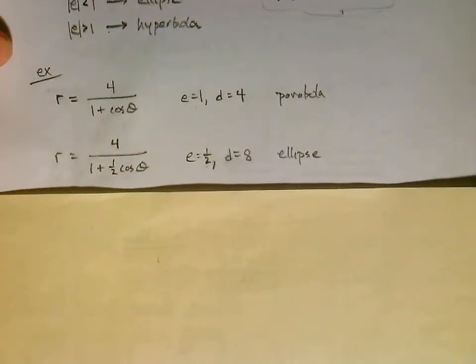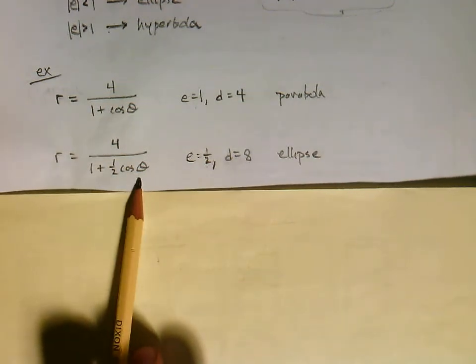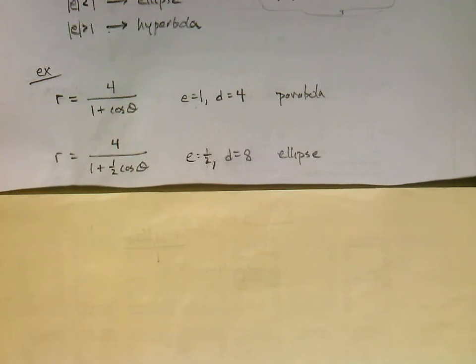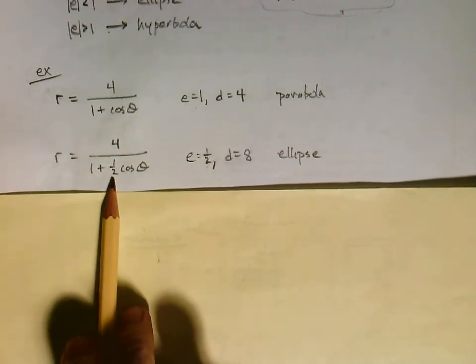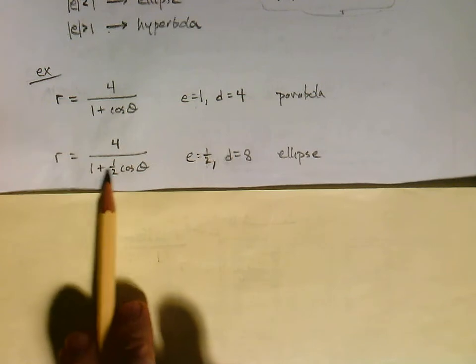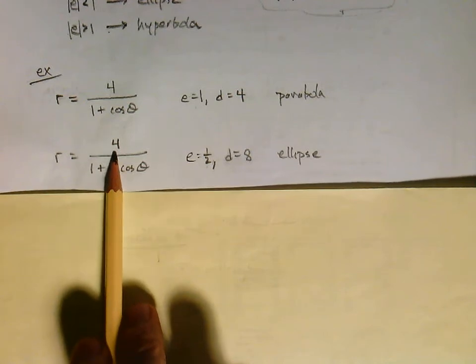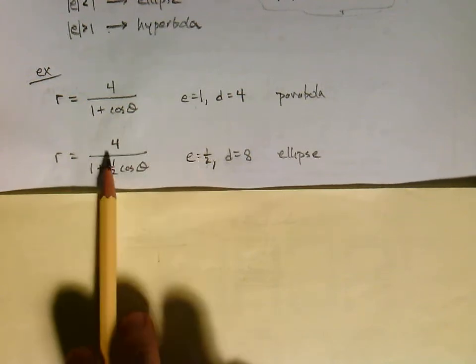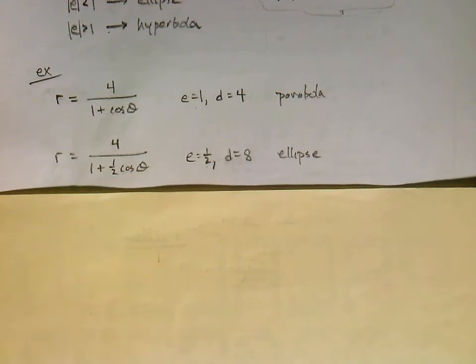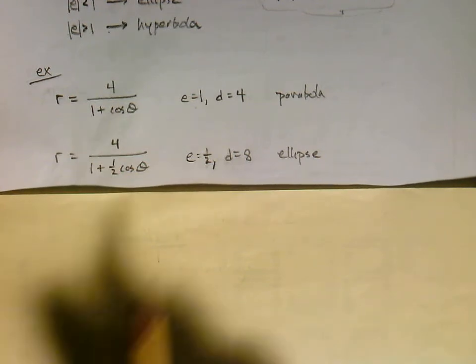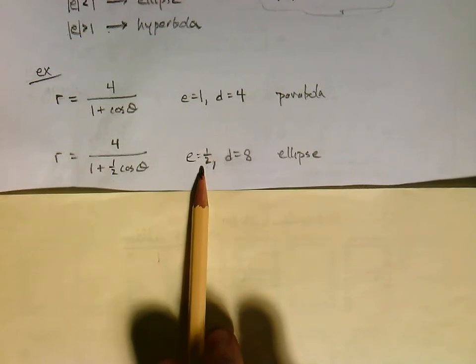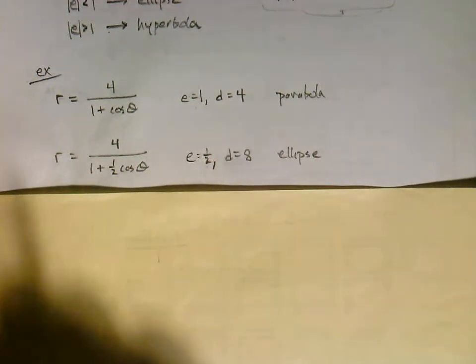Okay, let's look at another one. Again, I'm kind of revealing everything here at once, but let's go with 4 over 1 plus 1/2 cosine theta. Can I find the values of e and d, and then which type of conic is it? Well, e is just that number right there in front of the cosine. It's positive 1/2. So then I'll think, okay, if e is a half, then what is d? So 4 is e times d. If e is a half, then d would have to equal 8 to get me a 4 there. All right. And then which type of conic? Well, I can just look at the e. That is less than 1, so it's an ellipse.